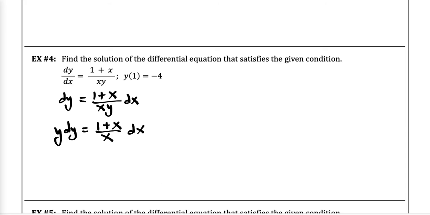I'll spot you the integral symbol. Do you want to keep going? Do you want somebody else to go? We can try to keep going. Okay, excellent.